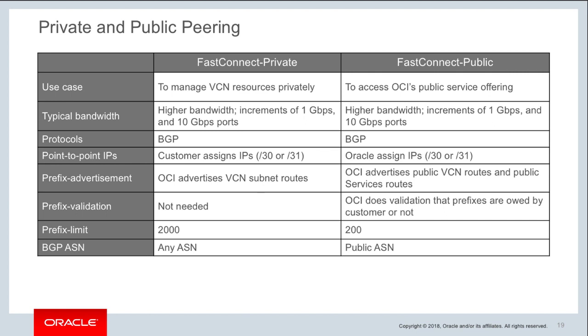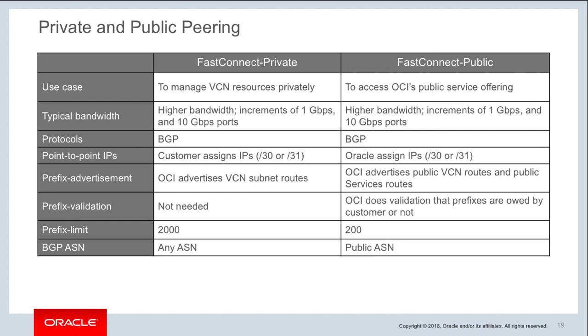If you use the regular over-the-internet traffic path, that's not consistent. It doesn't give you a consistent latency or consistent bandwidth. So if you need a specific bandwidth requirement or a consistent latency for getting to OCI public resources within that region, you can use the public peering connection of FastConnect. Typical bandwidth is similar in both cases. You can start with 1 gig or 10 gig, and you can have increments of 1 gig or 10 gig as well. We use the BGP protocol for both types of connections.